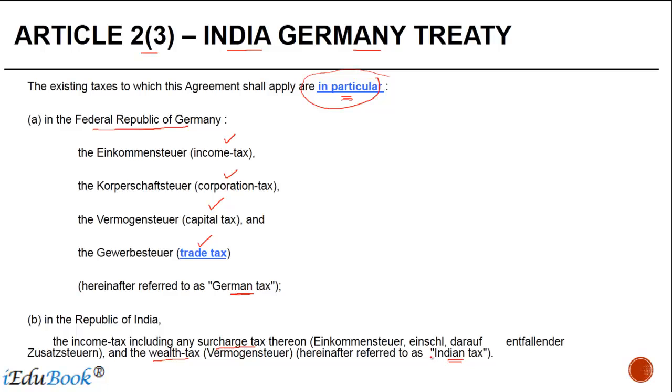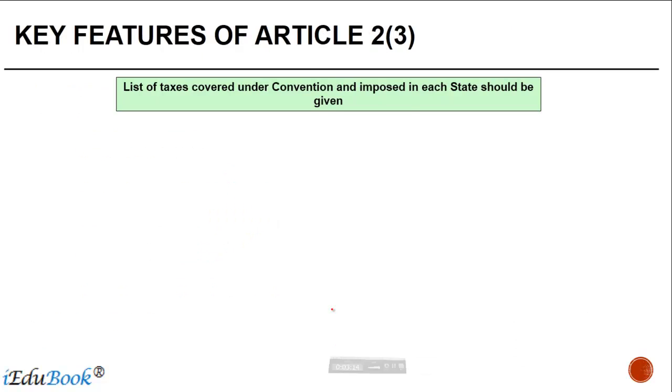So whenever you are looking at whether or not a particular person is supposed to pay what kind of taxes, how much of taxes, and when claiming credit, for what all taxes would the credit be available, this is where you need to come in to find out what is covered as a tax as a part of the treaty. So what are some of the key features of this Article 2(3) that we were speaking about? It gives the list of taxes which are covered under the convention and imposed in each state.